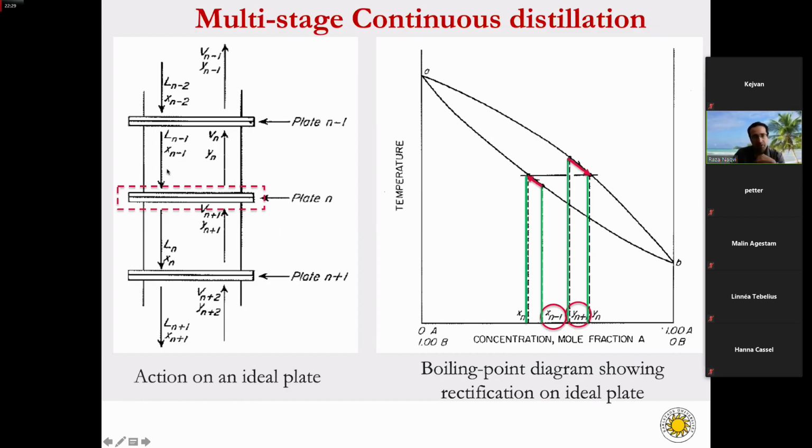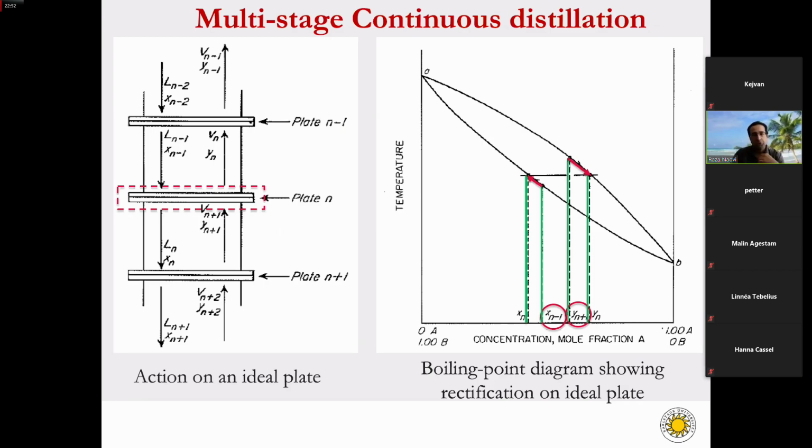So its mole fraction will keep on decreasing from Xn minus 1 to Xn. So this is how the mole fractions for a particular component will increase when we move upward in terms of vapors, and the mole fraction of that component in the liquid phase will keep on decreasing if we follow the route of the liquid stream.